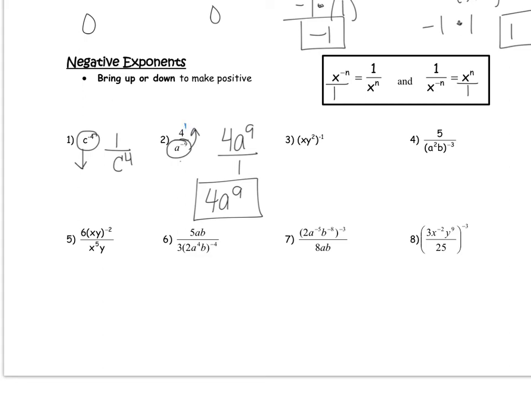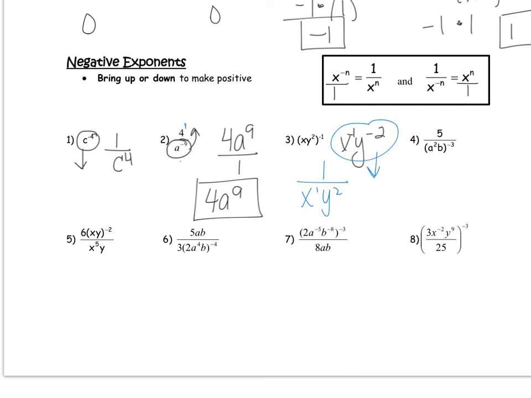Okay? Now number 3, it may be easier for you to distribute this negative 1 in first and then see what can be moved. So let's do that. We've got x to the negative 1, y to the 2 times negative 1 is negative 2. They are both negative exponents, so they both go downstairs to be positive. So x to the first, y to the second in the denominator, where the fraction on top is 1.